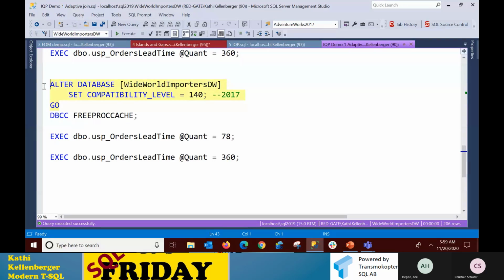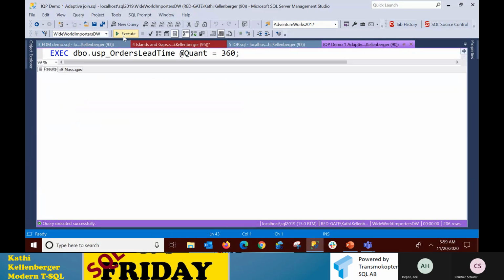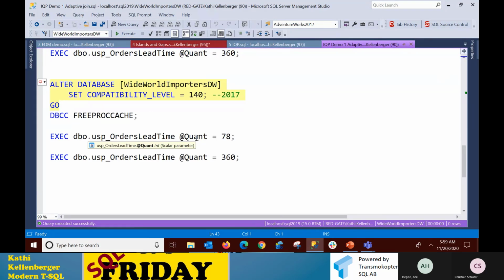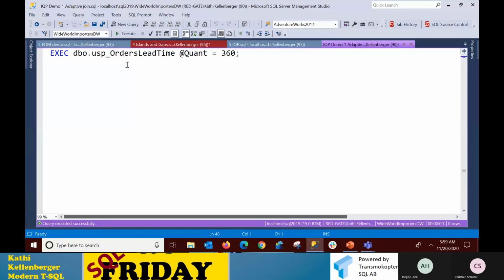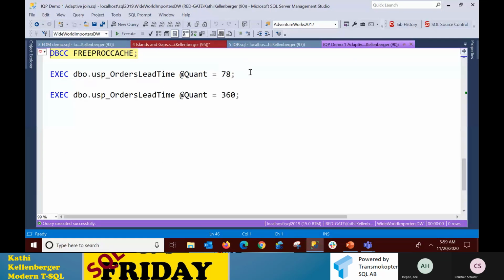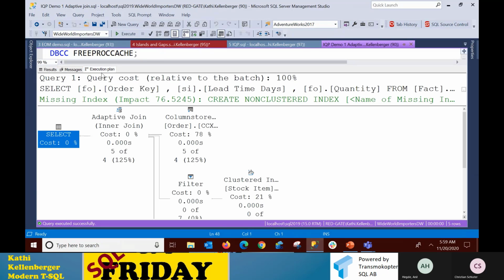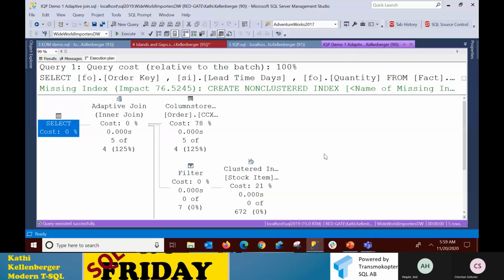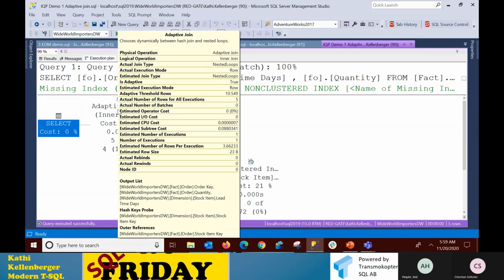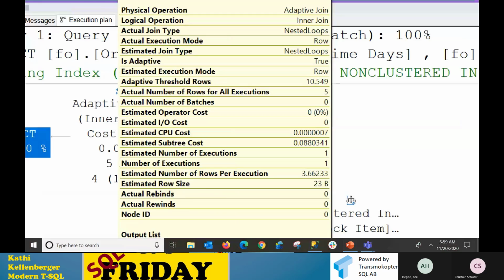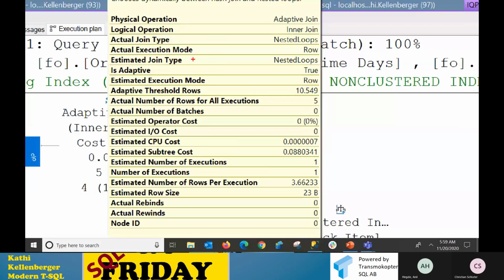So now if I set the compatibility level to 2017, and I'm going to free the cache again just to make sure, this time when I run 78, I see something very different. What in the world's going on here? I get this thing called an adaptive join. If I mouse over, I can see that it's got an estimated join type and an actual join type.